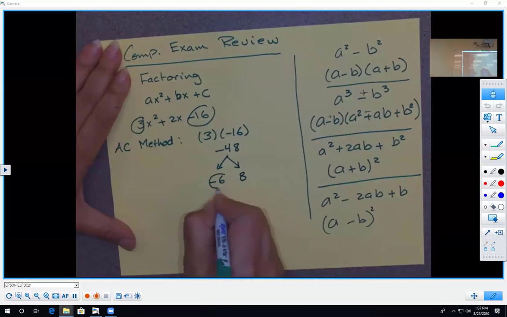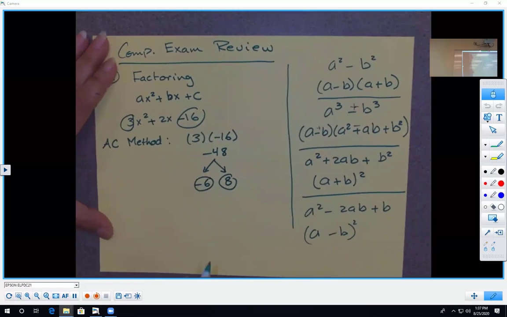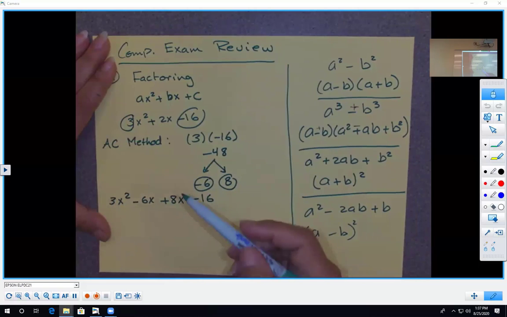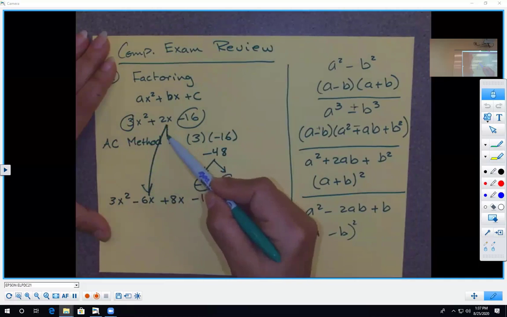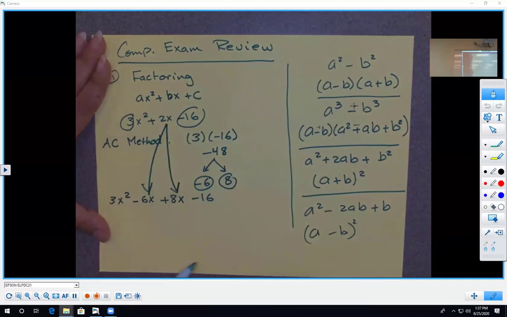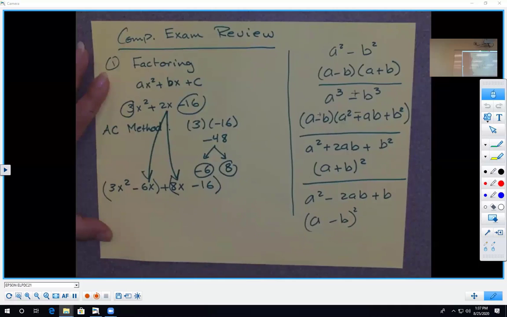So what do I need them for? I'm going to take these 2 numbers and use them as coefficients for the middle term that I want to split into 2 terms. So the 2x, I'm going to write it down as a negative 6x and a positive 8x, and then negative 16 will come down. So this 2x split into 2 terms. Now I'm going to factor by grouping the first 2 terms together and the second 2 terms together.